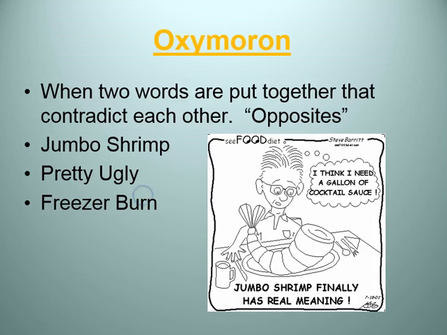And here's your jumbo shrimp. Well, the dude's like, well, I think I need a gallon of cocktail sauce. Jumbo shrimp finally has real meaning. So remember, oxymorons are two words that are opposites that are put together to describe something.